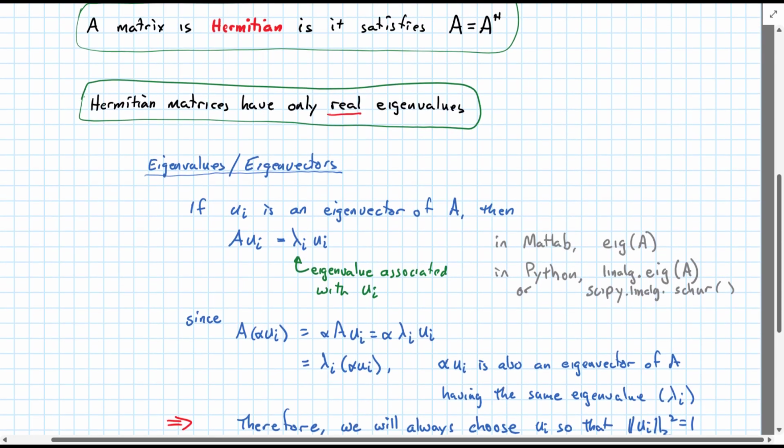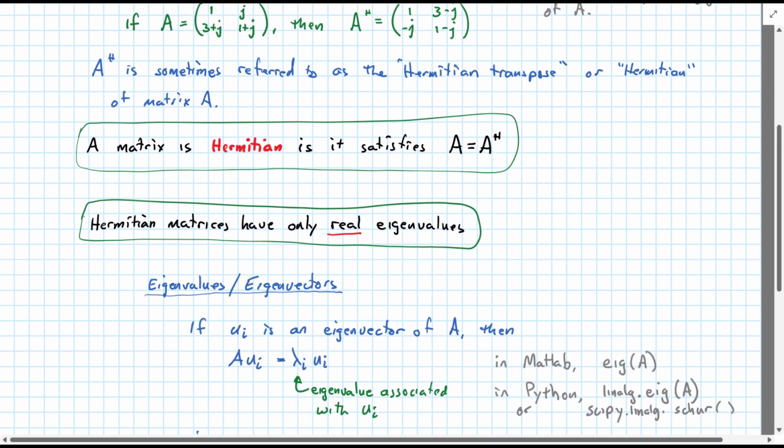So, in summary, a matrix is Hermitian if it satisfies A is equal to A conjugate transpose, and Hermitian matrices have only real eigenvalues. We'll explore some more properties of Hermitian matrices in the next lecture.